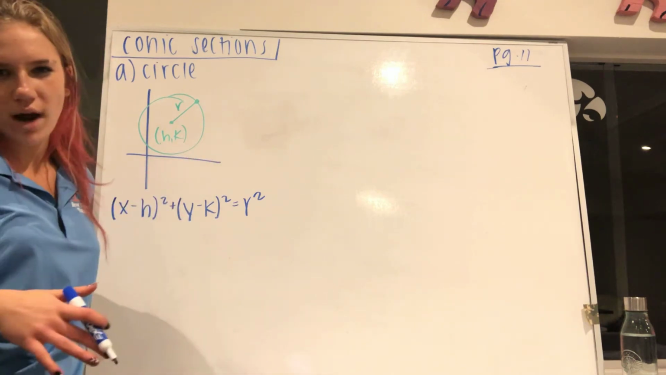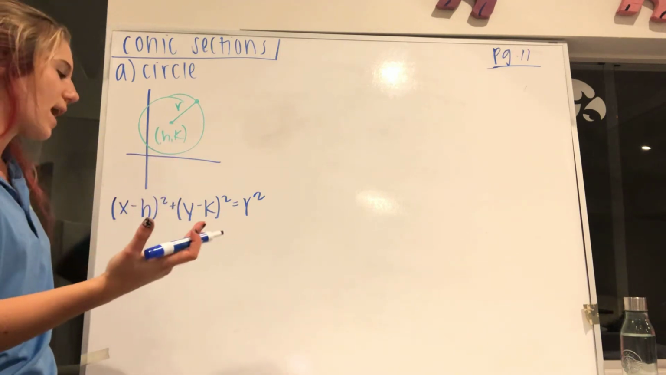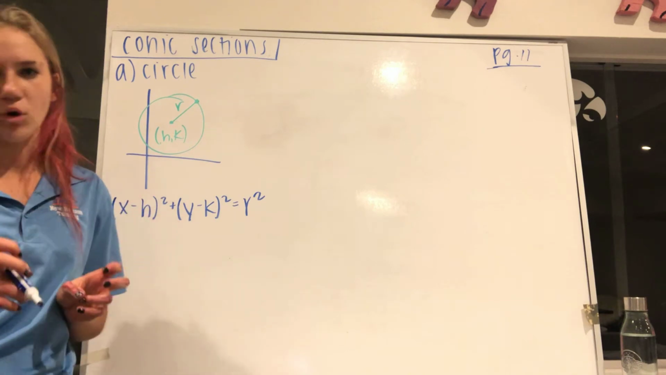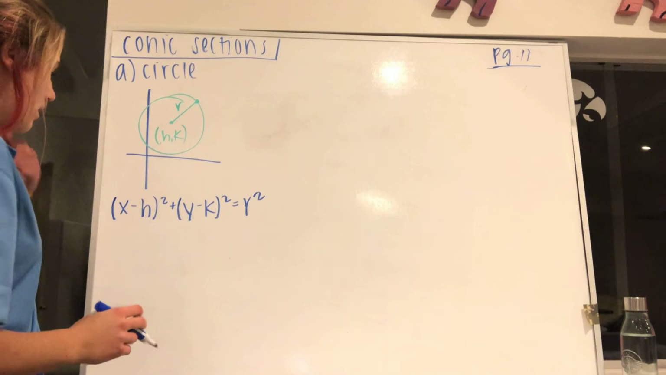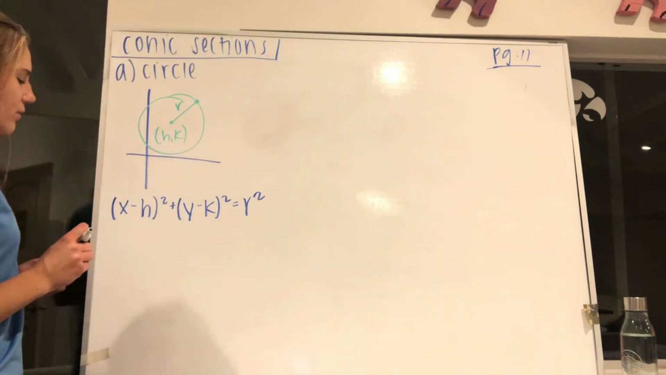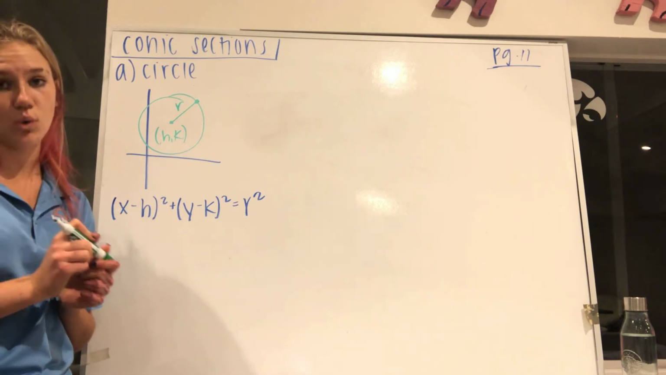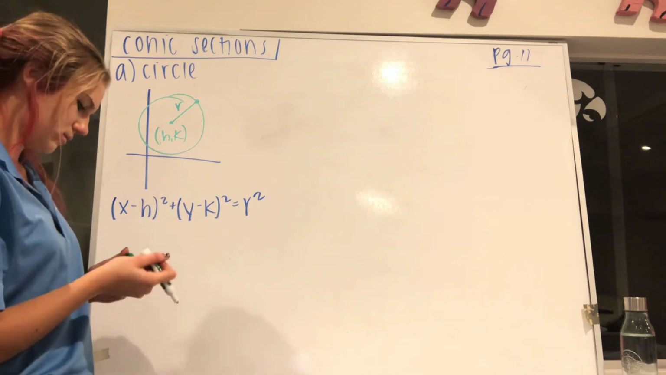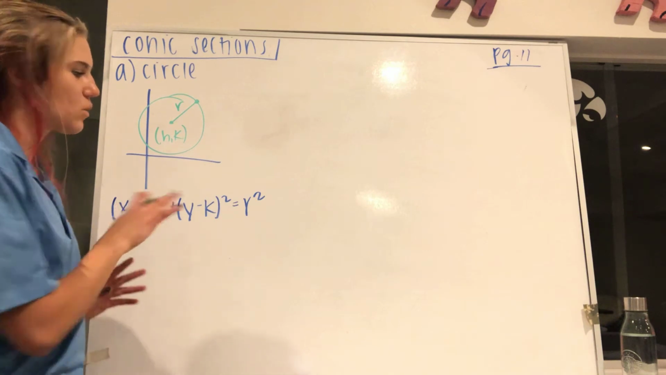So we're not going to focus on the graphing aspect of it, but we are going to focus on the algebraic aspect and how changes to this general base equation are going to reflect in the graph itself. Okay, so just looking at that base equation, it reads as the quantity of x minus h squared plus the quantity of y minus k squared is equal to r squared.